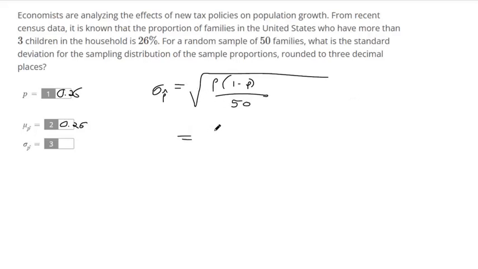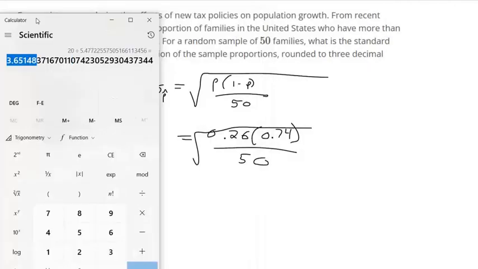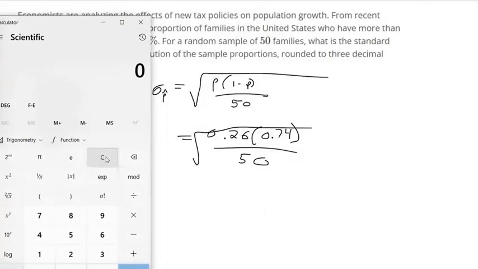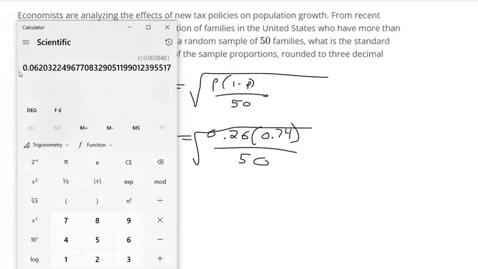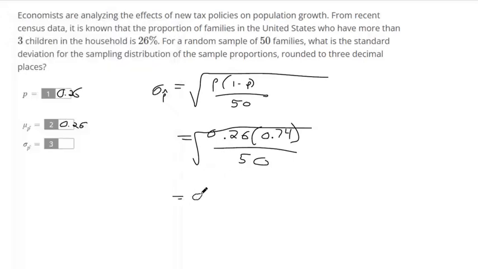So you get 0.26 times 1 minus 0.26, that's 0.74. So I'll divide by 50. Okay, so 0.26 times 0.74 divided by 50. And then if we take a square root, we get 0.062, to 3 decimal places. That's our answer for the last part. This part right here.